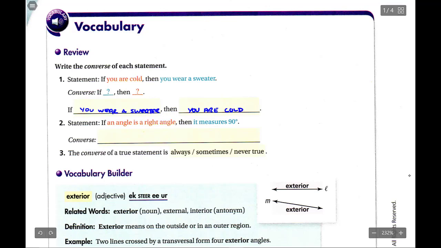Number 2 says if an angle is a right angle, then it measures 90 degrees. Well, the converse of that would be if an angle measures 90 degrees, then it's a right angle. And I'm going to use some shorthand to save time.